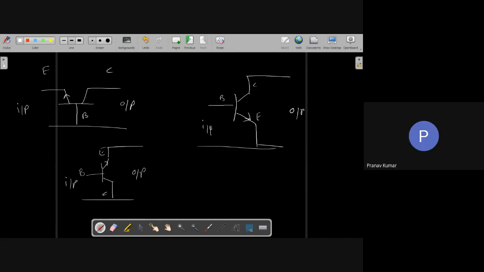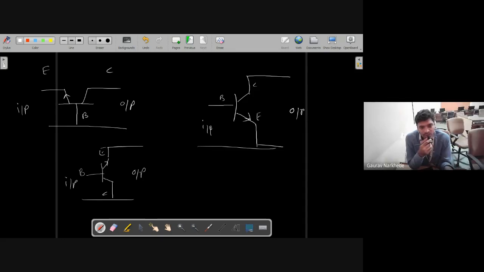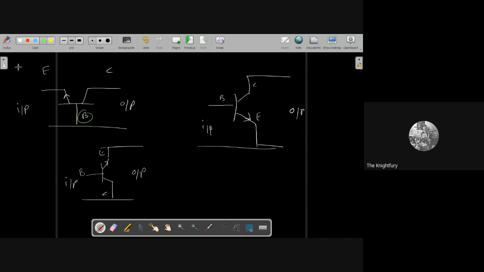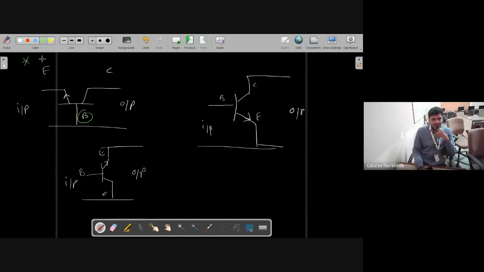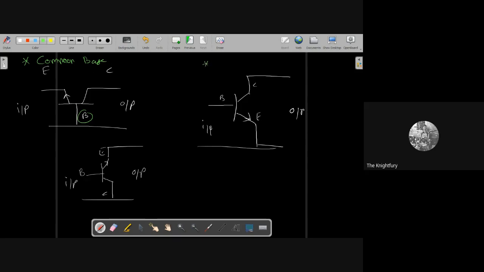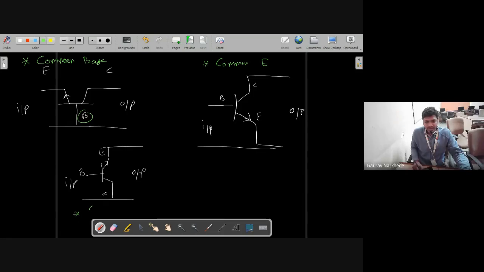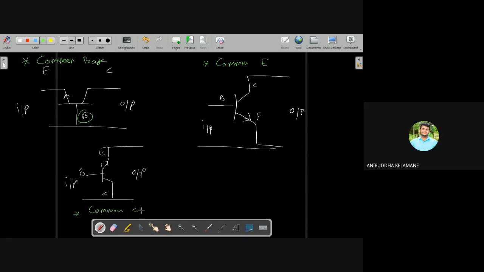समझ में आया? Yes, sir. Depending on... यहाँ पर देखिए, यहाँ पर इनपुट और आउटपुट में कॉमन कौन है? Base. तो इस कॉन्फ़िगरेशन को, when you use the transistor like this, the configuration is called common base configuration, right? इसको क्या बोलेंगे, आप बोलिए? Common emitter configuration. कॉमन एमिटर कॉन्फ़िगरेशन. और इसको क्या बोलेंगे? Common collector configuration, करेक्ट? Yes, sir.